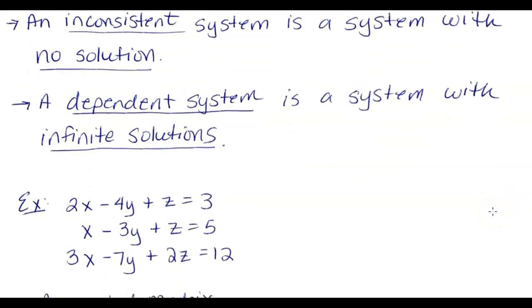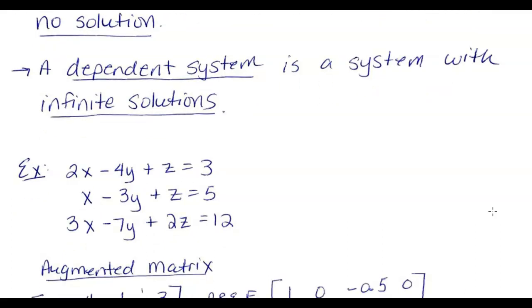So our first example is a three-variable linear system. 2x minus 4y plus z equals 3, x minus 3y plus z equals 5, 3x minus 7y plus 2z equals 12. How we've been solving linear systems from section 6.1, we're going to stick with that method and use our graphing calculator and matrices.